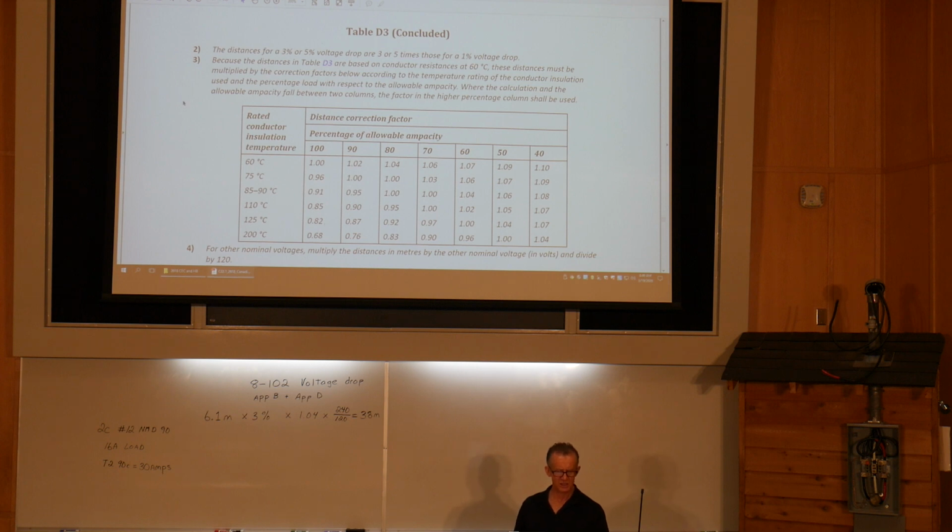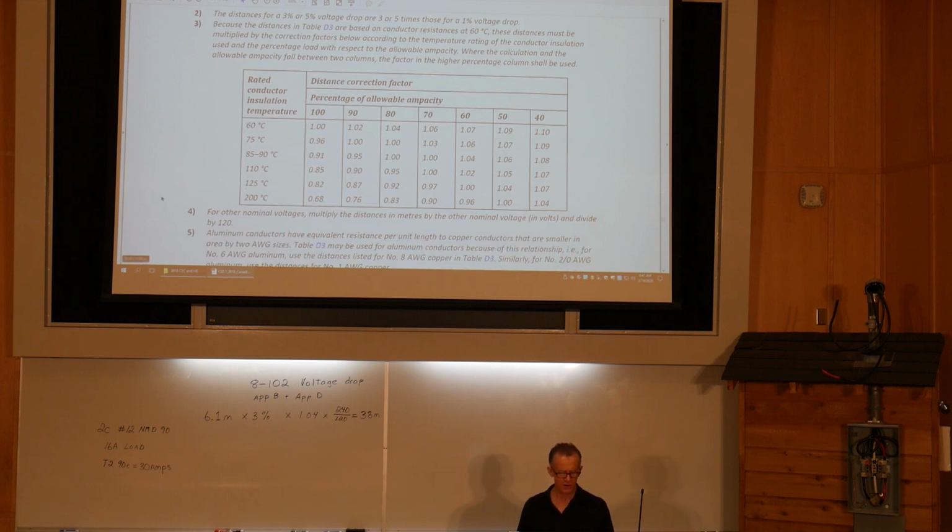Note 3. Because the distances in Table D3 are based on conductor resistances at 60 degrees C, these distances must be multiplied by the correction factors below, according to the temperature rating of the conductor insulation used and the percentage load with respect to the allowable ampacity. Where the calculation and the allowable ampacity fall between two columns, the factor in the higher percentage column shall be used. So when you load the conductor up to 53%, instead of being in the 50% column, you go to the 60% column. If the loading on the conductor is 65% of its allowable ampacity, you would go to the 70% column, etc.